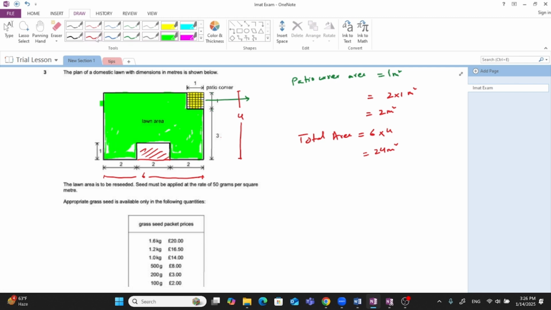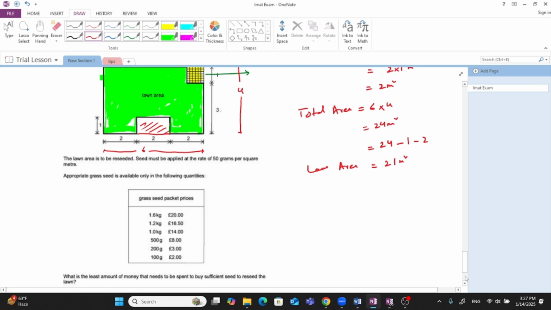Then what they are saying in this question is that the lawn is to be reseeded. So what will be the lawn area? The total area is this, so the lawn area will be 24 minus these two areas, which are subtracted. So 24 minus 1 minus 2 is 21 meters squared, which is the lawn area. And then what they are saying next is that the seed must be applied at the rate of 50 grams per square meter.